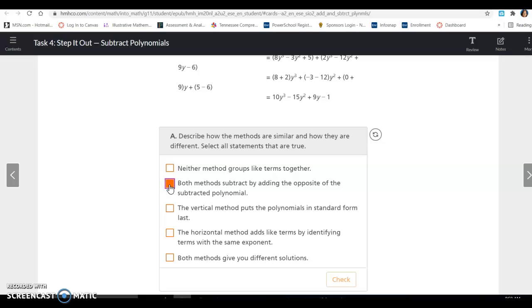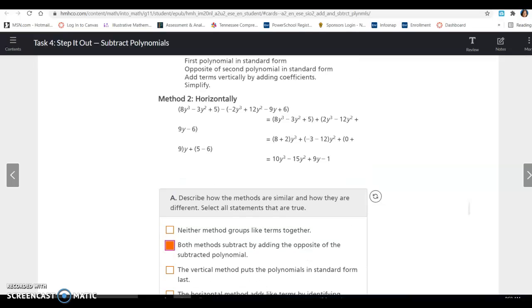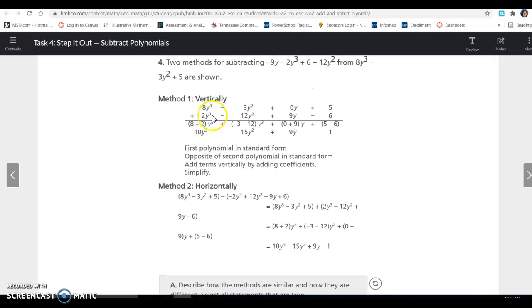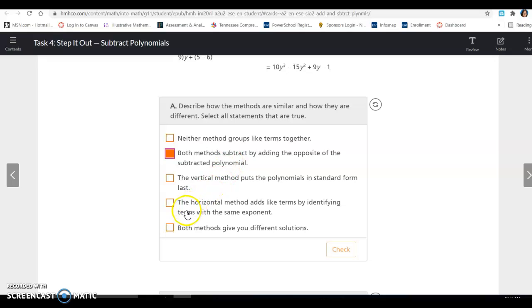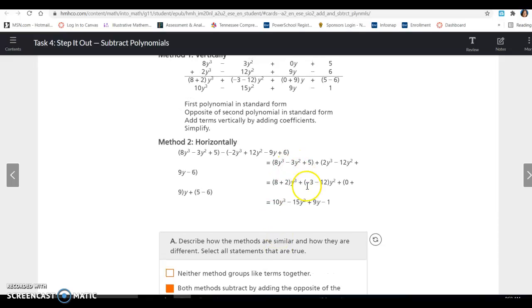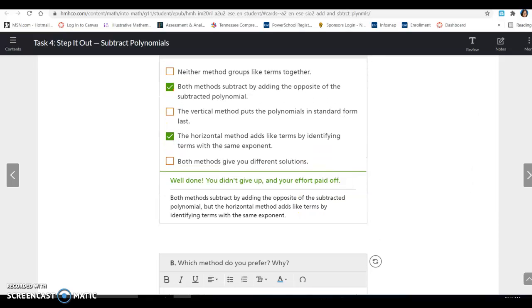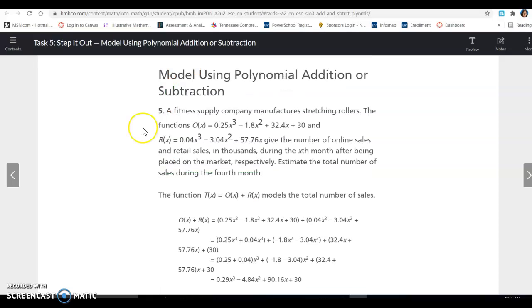The vertical method puts the polynomial in standard form last. Nope, that's not true. The vertical method put it in standard form first, so that one's not true. The horizontal method adds like terms by identifying terms with the same exponent. That is true. Both methods give you a different solution. You can look back again. They get the same solution, so that's the only two answers. All right, that's it for task 4. We're going to move on to task 5.